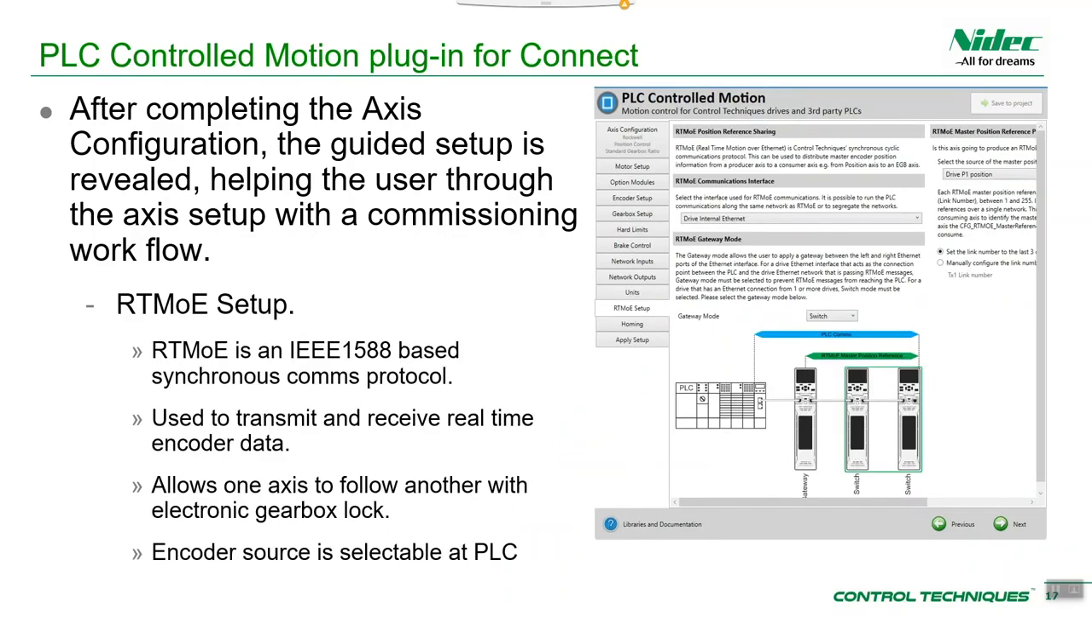RTMOE setup. RTMOE is an IEEE 1588 based synchronous comms protocol that Control Techniques use. It's used to transmit and receive real-time encoder data as a means to cause an axis that's set up as a position control axis to send out its position as a reference for another axis to follow. So the following axes are always EGB, electronic gearbox axes.